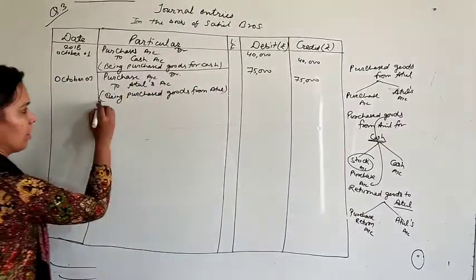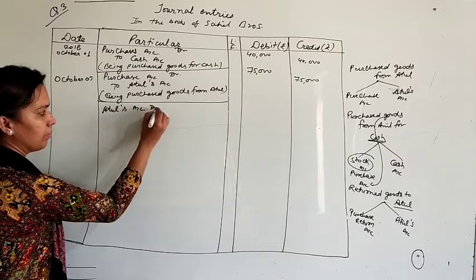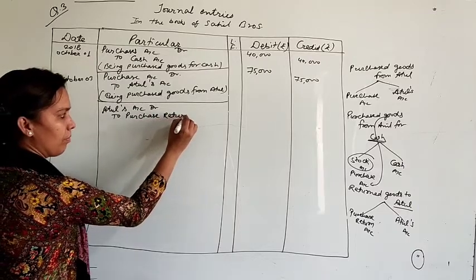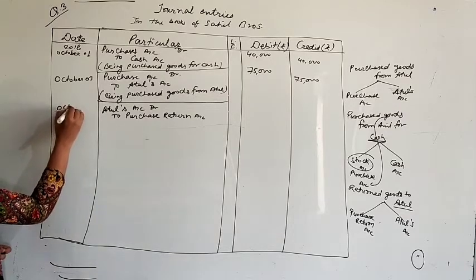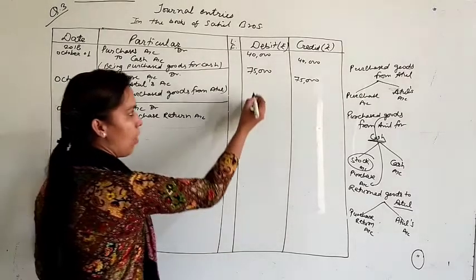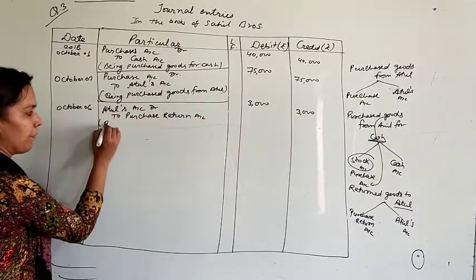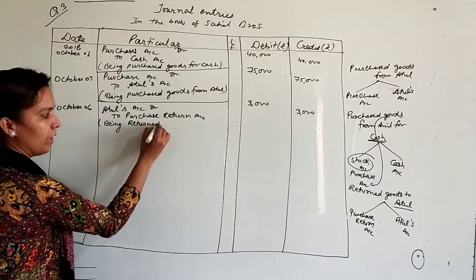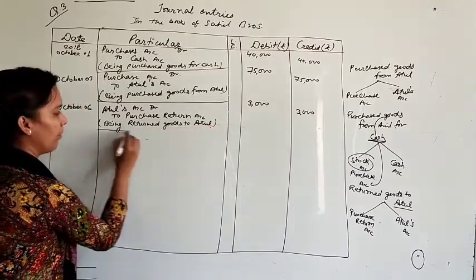So the entry will be in the third condition: Atul's account debit to purchase return. What is the date of this third transaction? October 6. Amount 3,000. Means out of 75,000 you are returning goods of only 3,000. Write down the narration: returned goods to Atul.